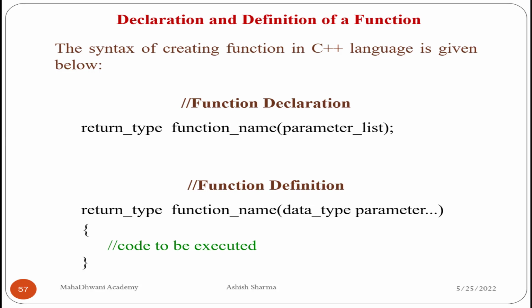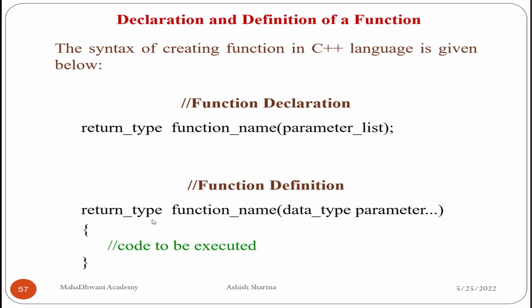So here we should remember one point. The point is return type, function name, parameter list. Inside the parameter list for function declaration, it is not compulsory to write the name of the parameters, but you should write the type, the data type of the parameter, and the number of parameters you are using inside the function. After that, function definition.